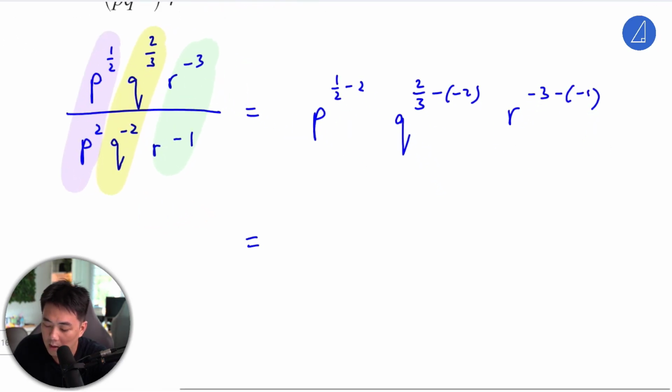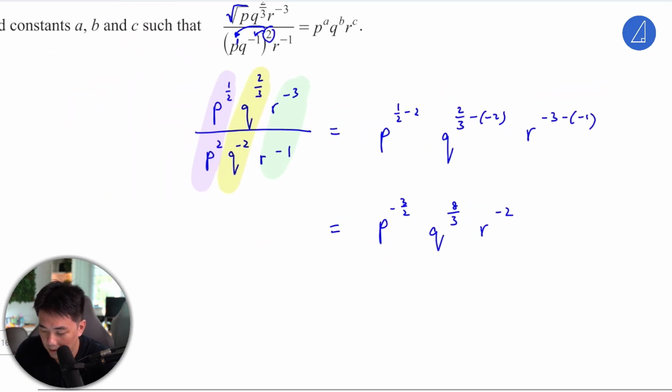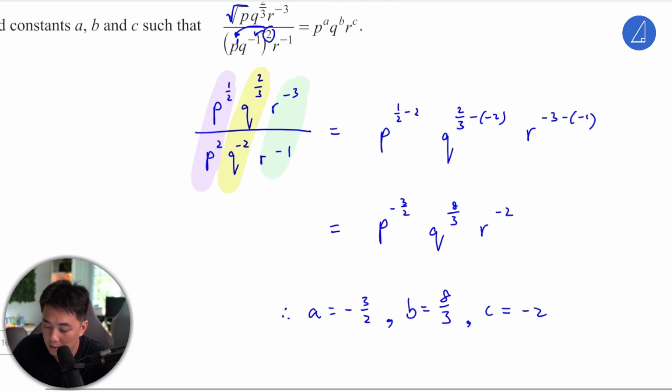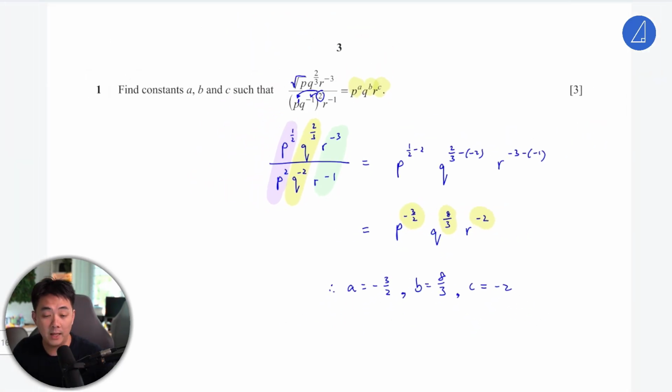Once done, half minus 2 gives us -3/2. 2/3 plus 2 will be 8/3. Then the last one will be r to the power of -2. So in this case, a is equal to -3/2, b is equal to 8/3, and c is equal to -2. So a is -3/2, b is 8/3, and c is -2. That's how we do this part.